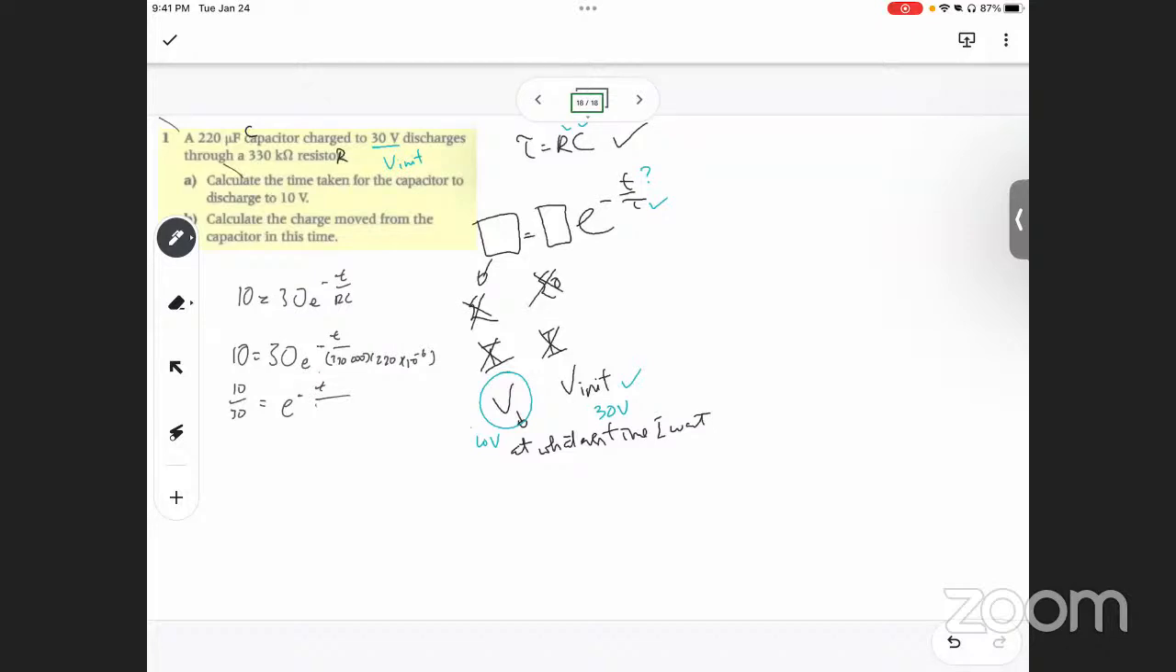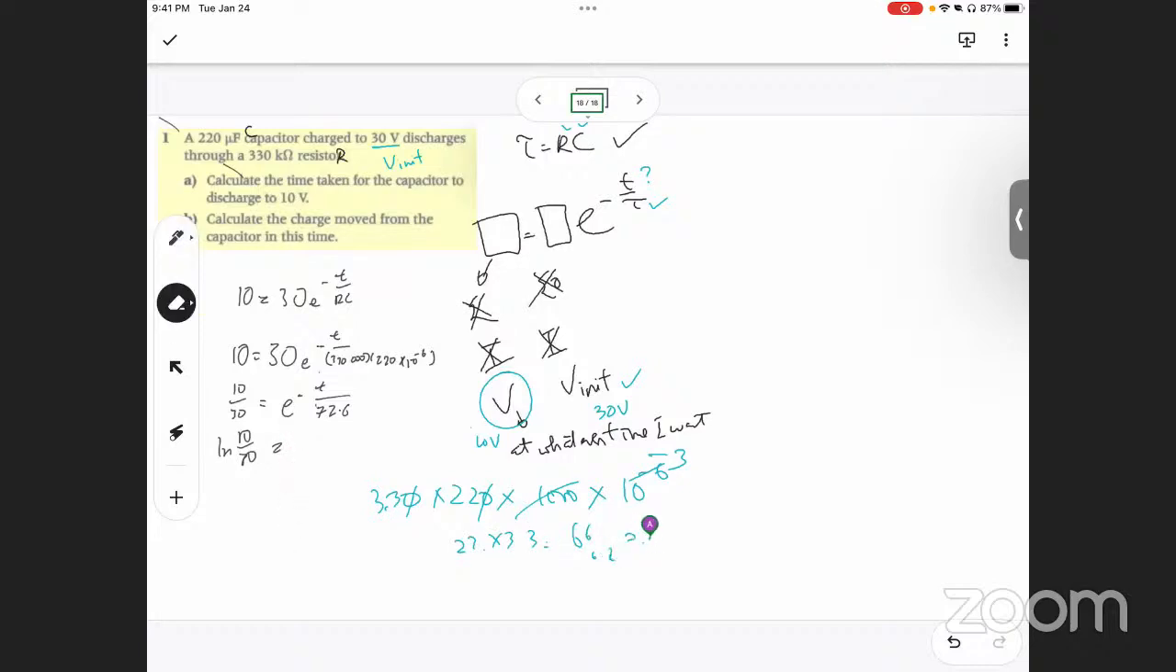Let me do the manual calculation here. 350 times 220 times 1000 times minus 6, minus 3. Oh, it is. 22 times 3.3 is around 66.3. It is 72 seconds. My mistake. All right, understand. So 80 seconds.